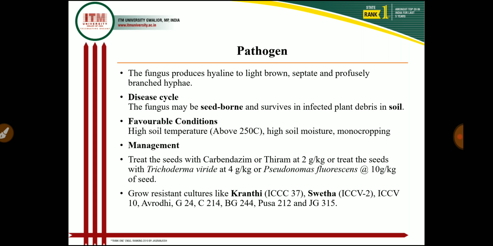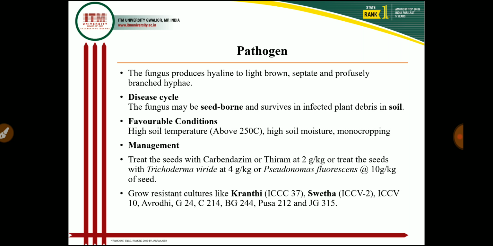In the disease cycle, the fungus may be seed borne and survive in infected plant debris in the soil. So seed as well as infected plant debris present in the soil serve as the primary source of inoculum, with the help of the chlamydospores present in the soil. These chlamydospores remain viable up to the next crop season, and weed hosts also serve as a source of inoculum. The secondary spread is through irrigation water, cultural operations as well as implements. So these are the disease cycle of the wilt disease of gram.